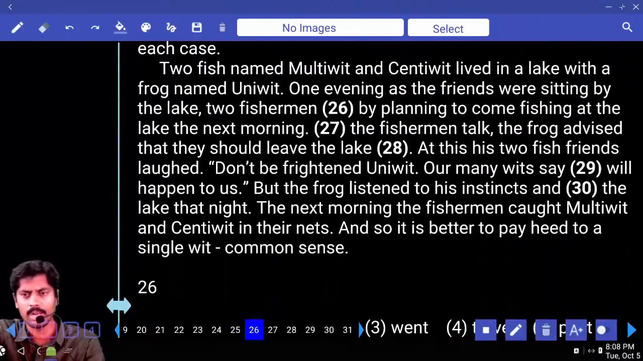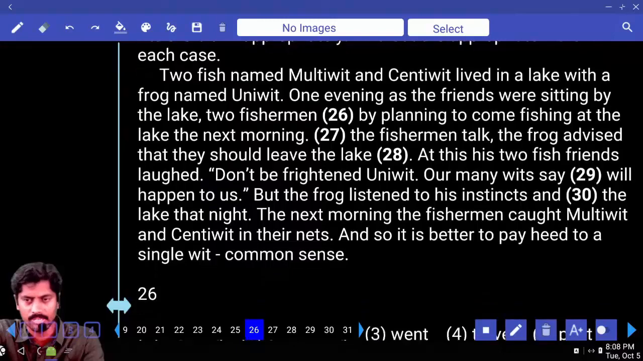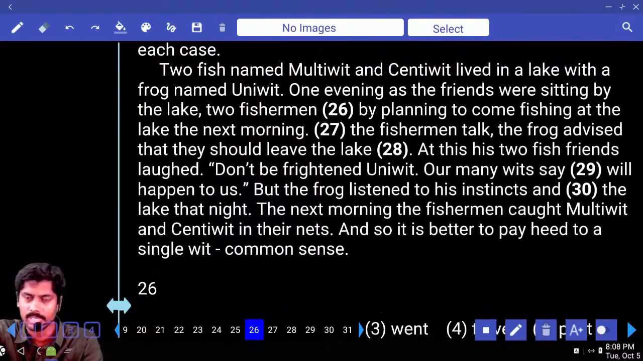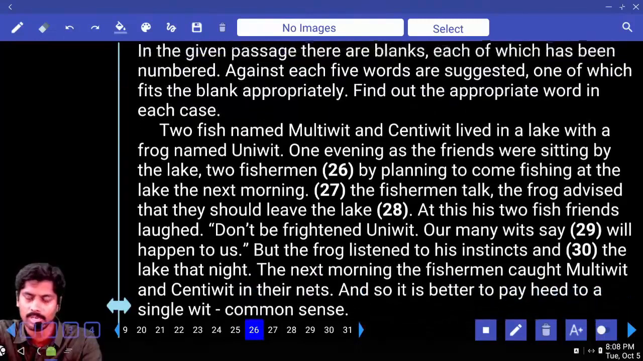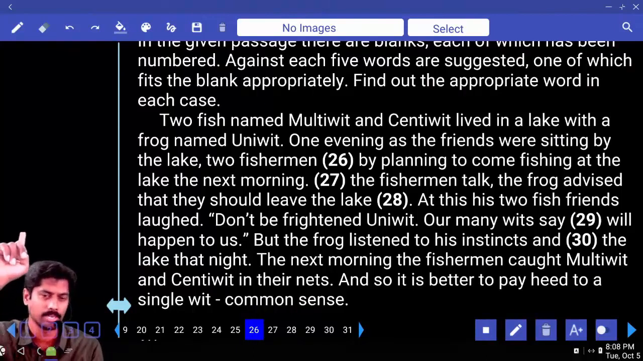Two fish named multivit, centivit. Multi means many, wit means intelligence. Multivit means multi-intelligence, centivit means, centi means? Centimeter. 100. Two fish are there, multivit, centivit, lived in a lake with a frog named univit. Uni is singular. Frog has only single wit, univit.